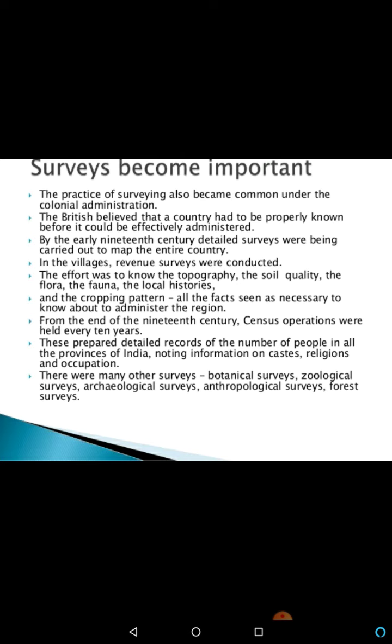The effort was to know the topography, the soil quality, the flora, the fauna, the local histories, etc., and the cropping pattern, all the facts seen as necessary to administer the region. From the end of the 19th century, census operations were held every 10 years. These prepared detailed records of the number of people in all the provinces of India, noting information on caste, religion, and occupation. There were many other surveys: botanical surveys, zoological surveys, archaeological surveys, anthropological surveys, forest surveys, etc.